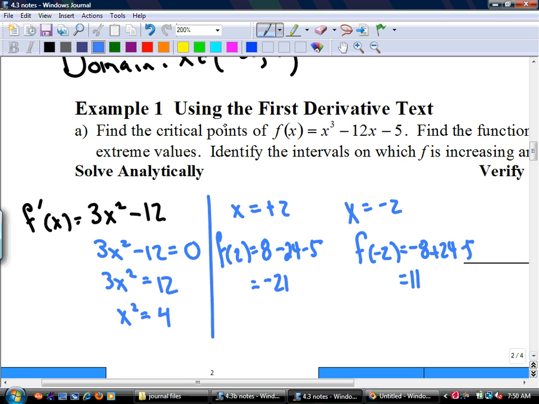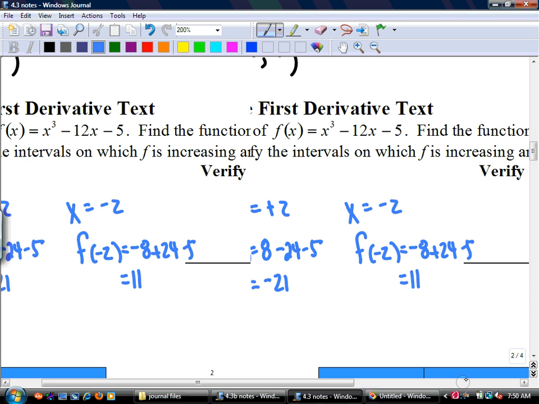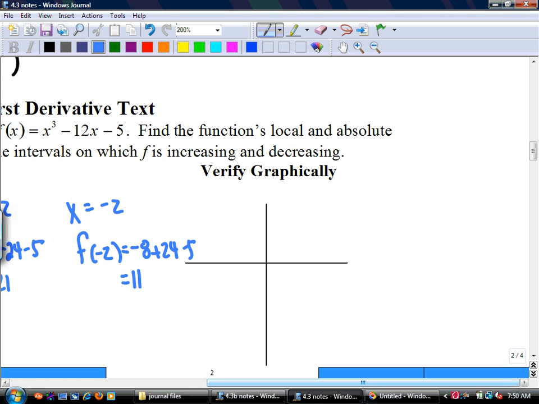Find the critical points. Check. Find the function's extreme values, local and absolute. Okay, so we know there are no absolutes. How do we know that? Think about the graph of y equals x cubed. It looks like this. Are there any absolute maximums and minimums on that curve? No. So there's only locals.